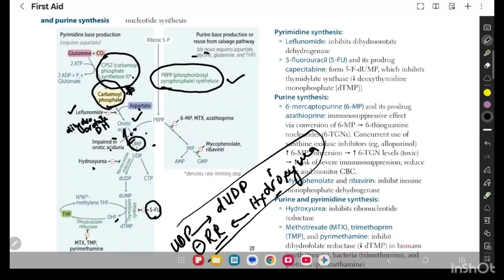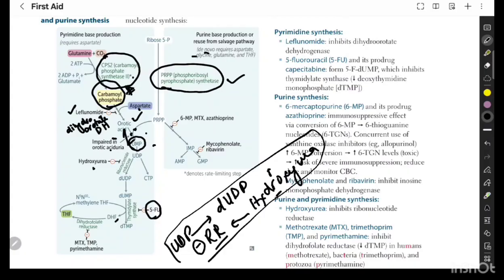This is what I need to remember. I do not need to remember CPS, orotic acid, UMP, UDP. I need to remember that if UDP is not converted to dUDP, I do not have ribonucleotide reductase. What blocks ribonucleotide reductase? Hydroxyurea, right? This is what I need to remember. Then once I form dUDP, then I have to form dUMP. If dUMP is formed and dTMP is not formed, you need to remember that thymidylate synthase is inactive.